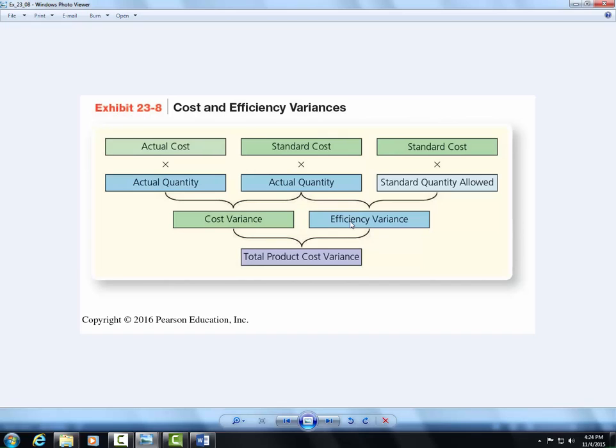And the efficiency variance is going to measure how well we're using our direct materials and how well we're using our human resources. In other words, did we have to use more direct materials or direct labor hours than we thought we were going to have to, or did we use less? Were we efficient with our direct labor hours? Were we efficient with our materials, or was there waste?